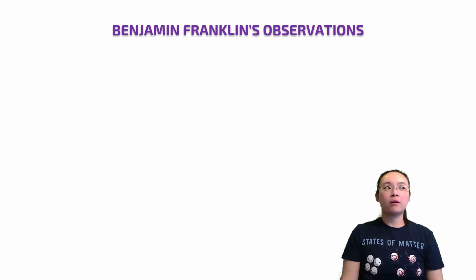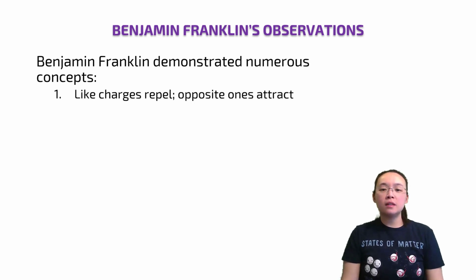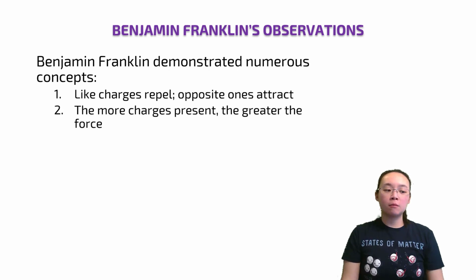So on the topic of quantifying information, let's take a look at Benjamin Franklin's observations, which were not mathematical, but rather very descriptive in nature. Through his many groundbreaking experiments, he demonstrated several key concepts. So the first one, like charges repel and opposites attract. So basically two positive charges would repel and one of each positive and negative charge will be attracted to one another. He also discovered that the more charges that are present, the larger the magnitude of the force.